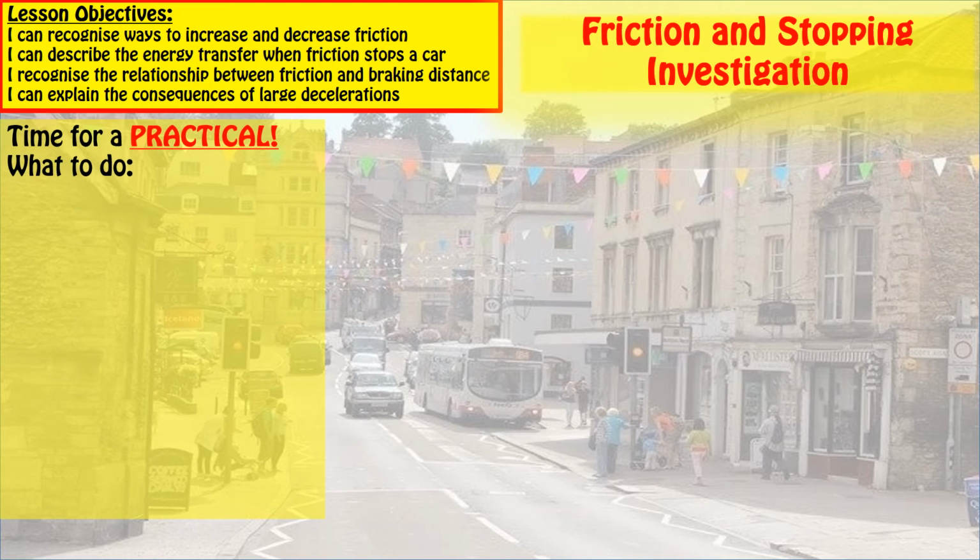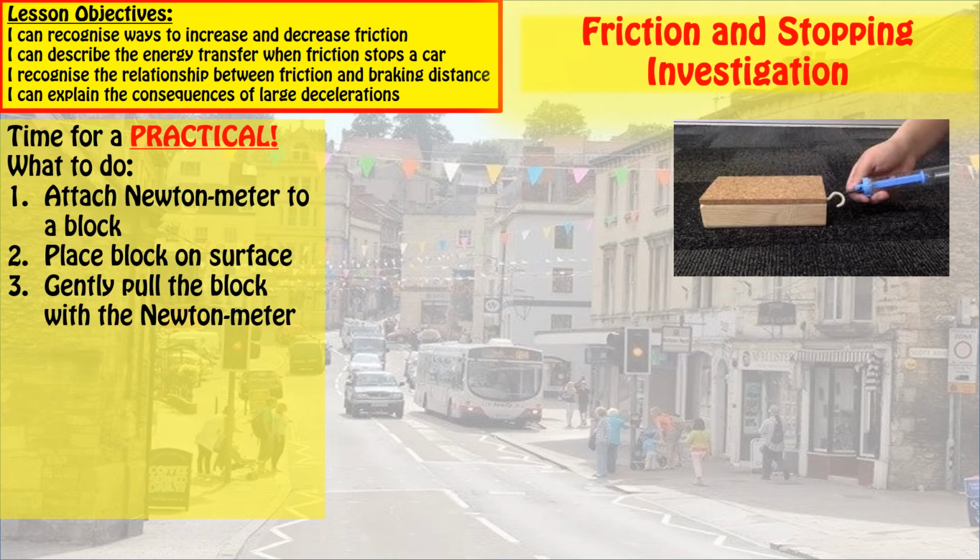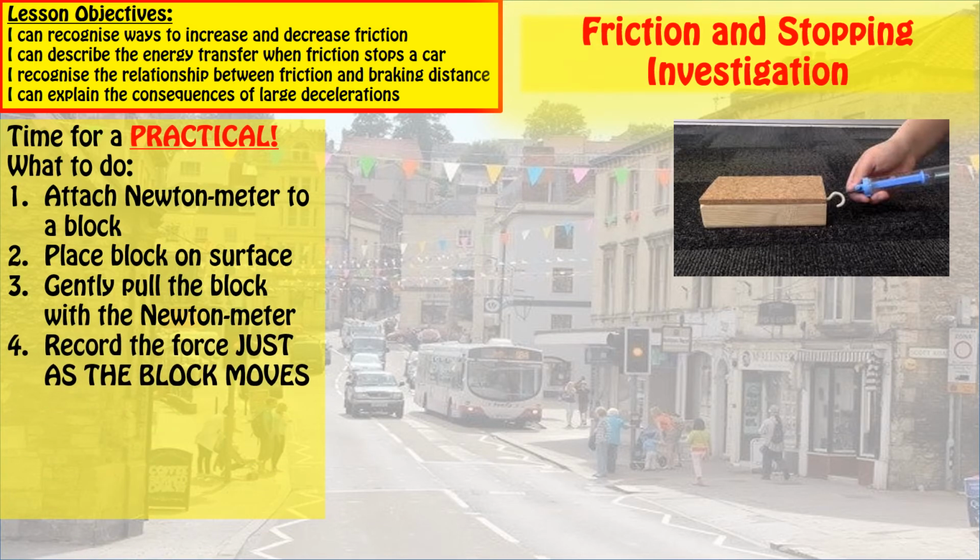So if you're in a classroom at the moment, this is a practical that you can do. I'm going to go through the practical, but I've got all the answers in a nice table of results for you. It's important that you're able to look at the numbers and make sense of the results. So this is what we would do in the classroom. We would attach a Newton meter to a block of wood, and there's the image up there. And we met the Newton meter in a previous lesson. You put the block and the Newton meter on a surface, maybe it's carpet, maybe it's wood, maybe it's your table, and then you very, very gently pull the block with the Newton meter.